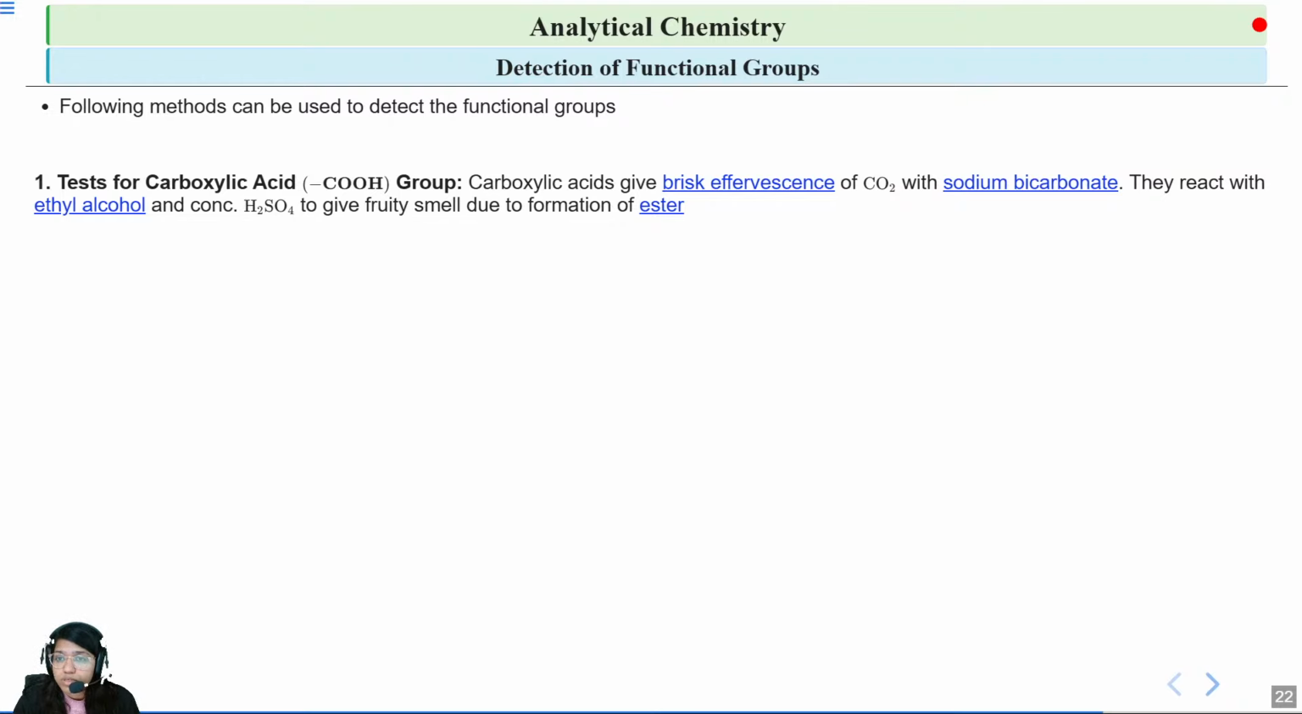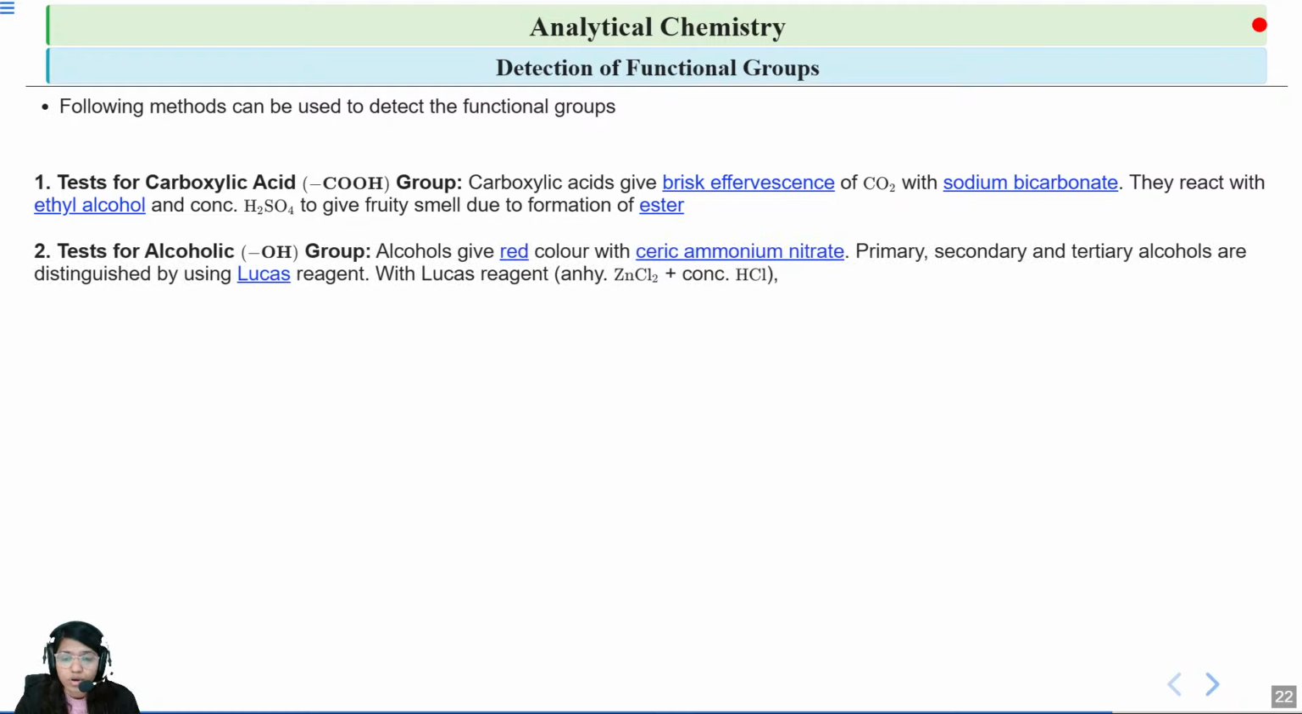Additionally, when carboxylic acids are treated with ethanol and concentrated sulfuric acid, they undergo esterification, which means forming ester, and esters have a fruity smell. This fruity smell confirms the presence of the COOH group, that is, the carboxylic acid group.